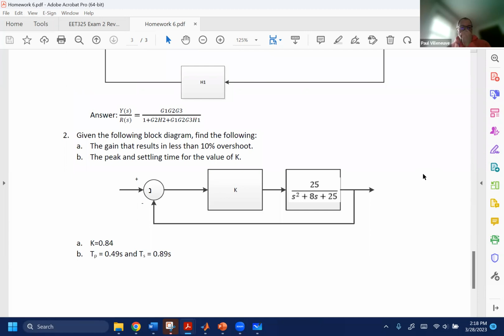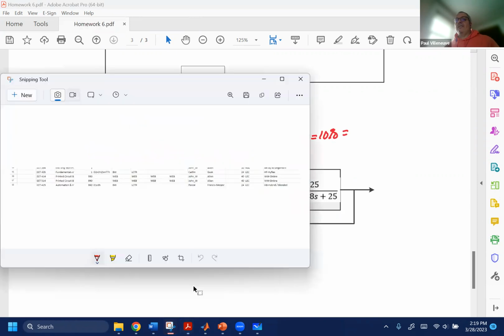All right, so it says we have the following block diagram. We want to figure out the gain that indicates we have less than 10% overshoot. So you know that our percent overshoot equation is going to be equal to 10%. That equation is going to be equal to, let me bring that up over here. Let me just snip this and bring this into here.